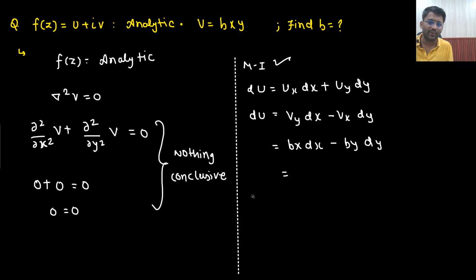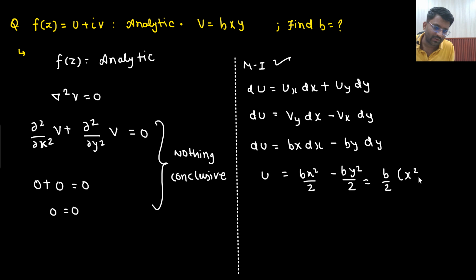Now if you need to find out u, then here x square by 2, and here you will get minus y square by 2. So you are getting b by 2 times x square minus y square. So this is the value of u you are getting, and this is the value of v you have. Value of v is nothing but bxy.